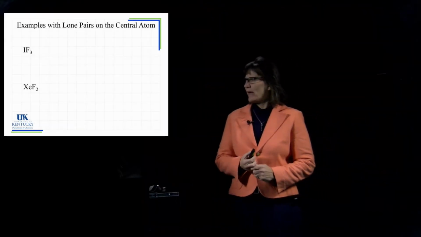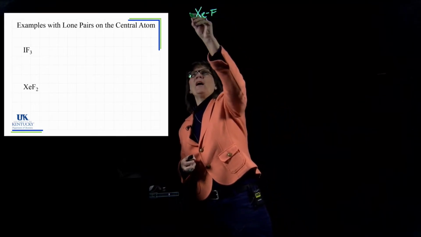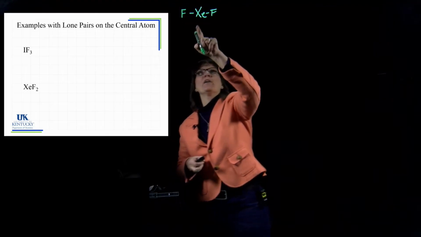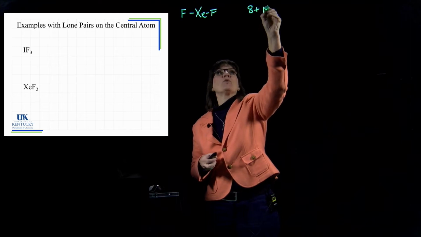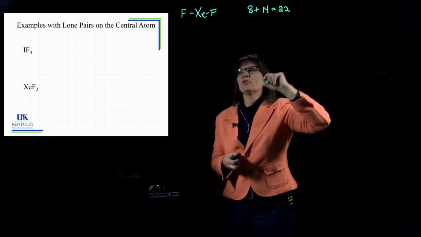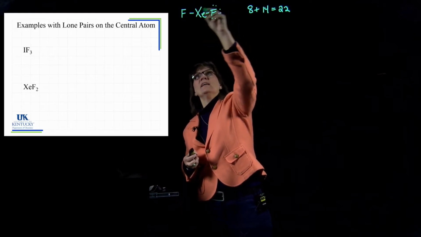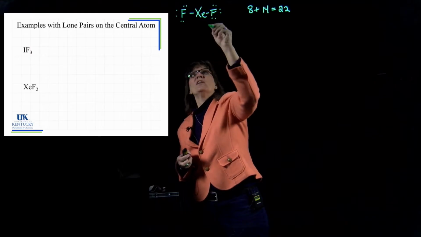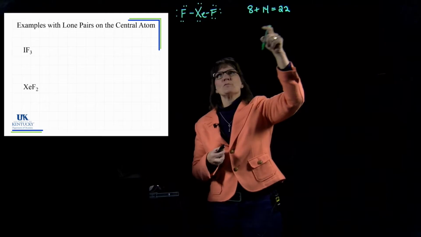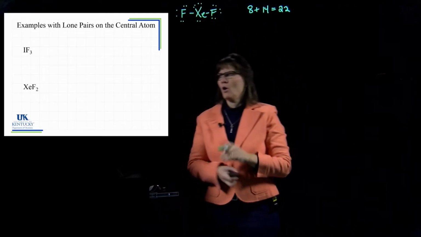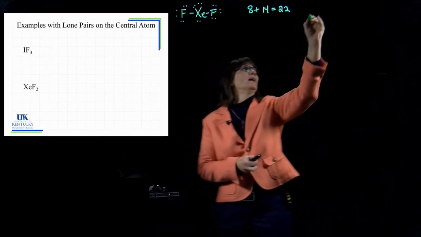Okay, so we're ready to do XeF2. Let's go ahead and count valence electrons. Xenon has 8, each fluorine has 7, that's 14. That's 22 electrons to work with. I connect them with single bonds, that's 2, 4, 6, 8, 10, 12, 14, 16, 18, 20. The octet rule is satisfied for everybody, but I was supposed to use 22, so I have to put another pair on the xenon.